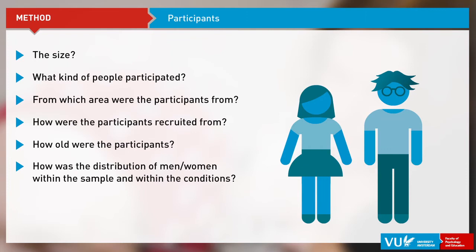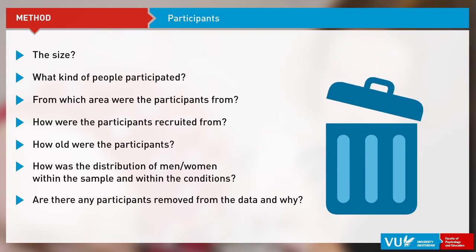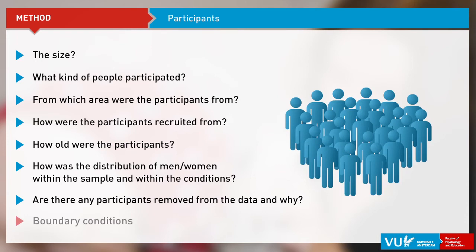What was the distribution of men and women within the sample and within the conditions? Are there any participants removed from the data, and why? Don't forget to describe the boundary conditions, whether or not selecting people for your sample.